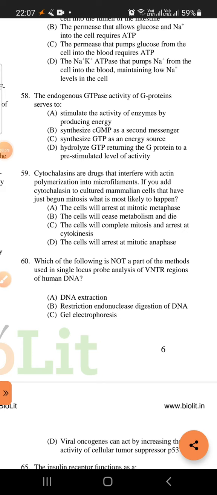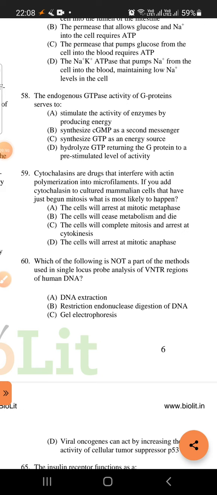So the 59th question is talking about cytochalasins. These are drugs that interfere with actin polymerization into microfilaments. If you don't know this information, kindly write it down, that cytochalasins inhibit the actin polymerization into microfilaments. If you add cytochalasin to cultured mammalian cells that have just begun mitosis, what is most likely to happen? So if your cells are beginning their mitosis, and you have added cytochalasin, what will happen?